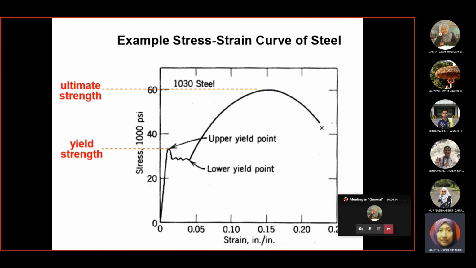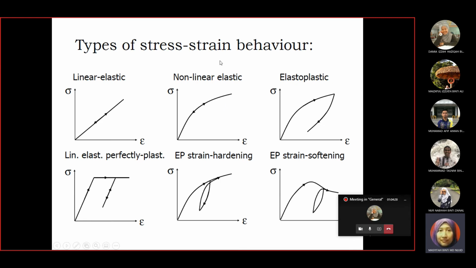Okay, the most important part, selain daripada the stiffness of the material, kat sini yield strength, you juga akan ada nilai ultimate strength. Ini adalah sampel untuk stress strain curve of the steel. Okay, yang ni pun very important, and this shows you a different pattern of the stress strain behavior for different material behavior. Sama ada it behaves as linear elastic, non-linear elastic, elastoplastic, linear elastic perfectly plastic, elastic plastic strain hardening, elastic strain softening, elastic plastic strain softening.